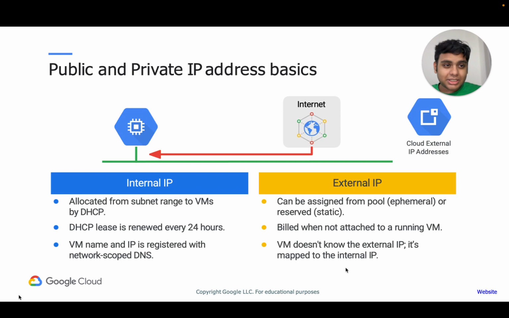And if you're working on the cloud, you need to know that you should not be billed for these things unnecessarily, so that's really important. And the virtual machine doesn't know the external IP. It's mapped to the internal IP, which is connected to the virtual machines, and which is then used by the external IP address to connect to the internet. So that is how it all works, right?